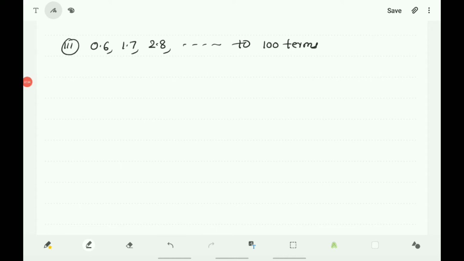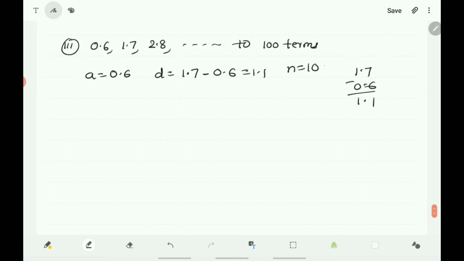Now the third question. Find the sum of the AP 0.6, 1.7, 2.8, and so on to 100 terms. So here A is 0.6, D is 1.7 minus 0.6. You know that 1.7 minus 0.6 is 1.1, and n equals 100. Write the formula for S: S equals n by 2 into 2A plus n minus 1 into D. So n is here 100, so 100 by 2.